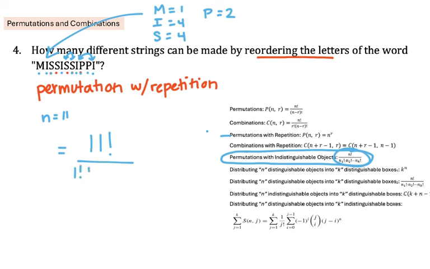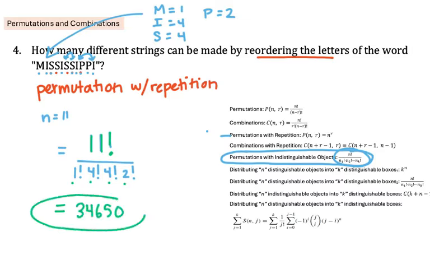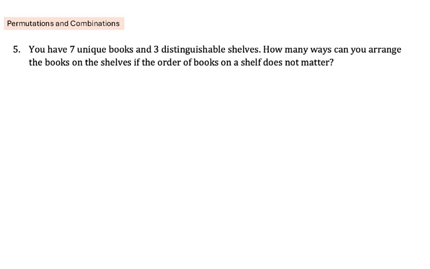1 factorial, 4 factorial, 4 factorial, 2 factorial. And you can know you've done it properly because 1 plus 4 plus 4 plus 2 adds up to 11. So you've accounted for all of the letters. And when you do this division, you get a final answer of 34,650 different ways to rearrange those letters.